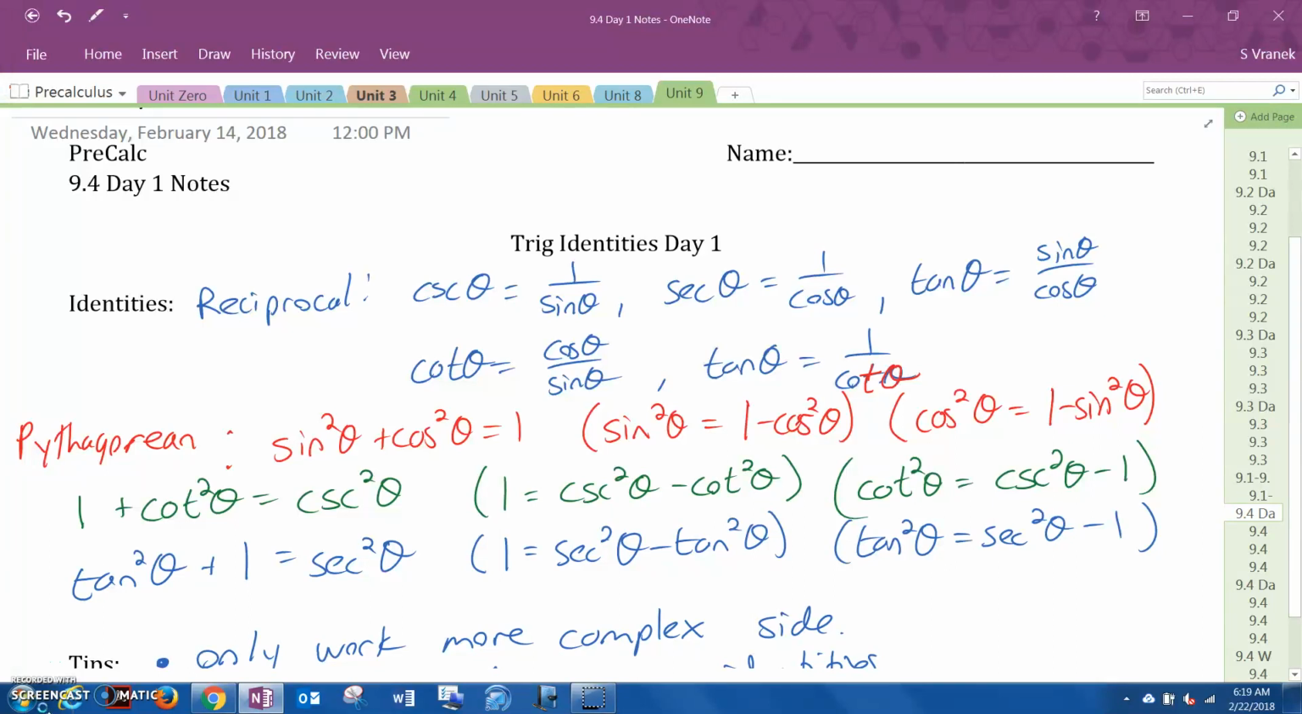Alright class, today we're going to start with trig identities. Now, I would recommend you pause the screen right now and write all this down. Okay, hopefully you paused. I'm going to talk quickly about it. You should remember your reciprocal identities, and you do need to remember those.